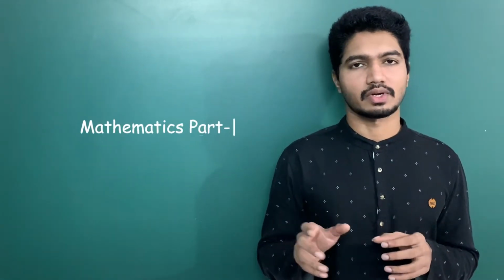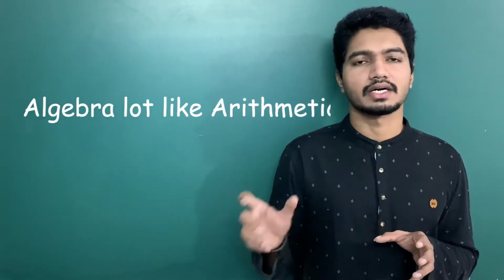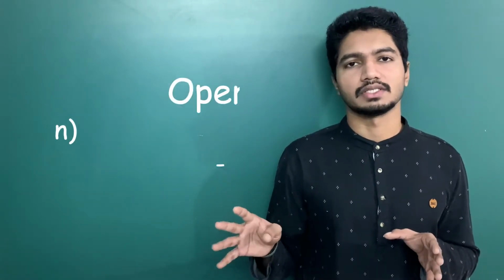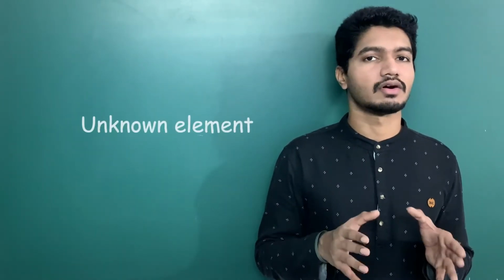Let's talk about Maths-1. Maths-1 is a lot about algebra. The first thing you should know is that algebra is a lot like arithmetic. Algebra follows all the rules of arithmetic, where arithmetic has four main operations, that is addition, subtraction, division and multiplication. But algebra brings a new element, the element of unknown.